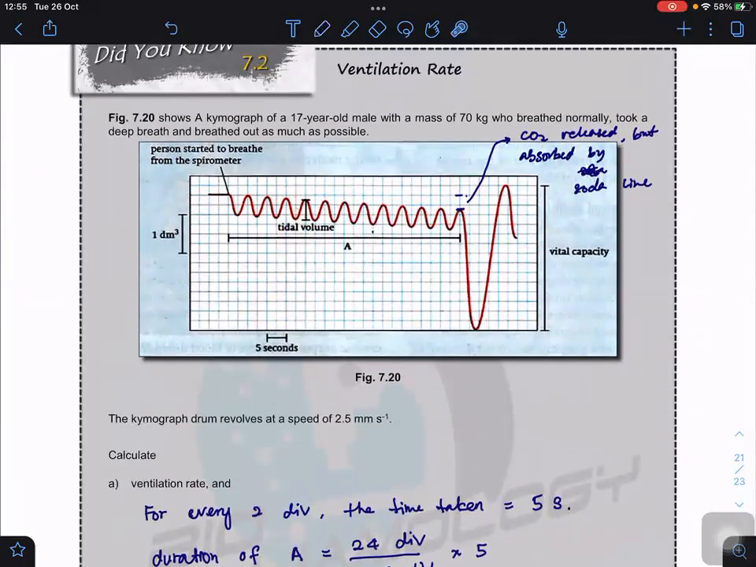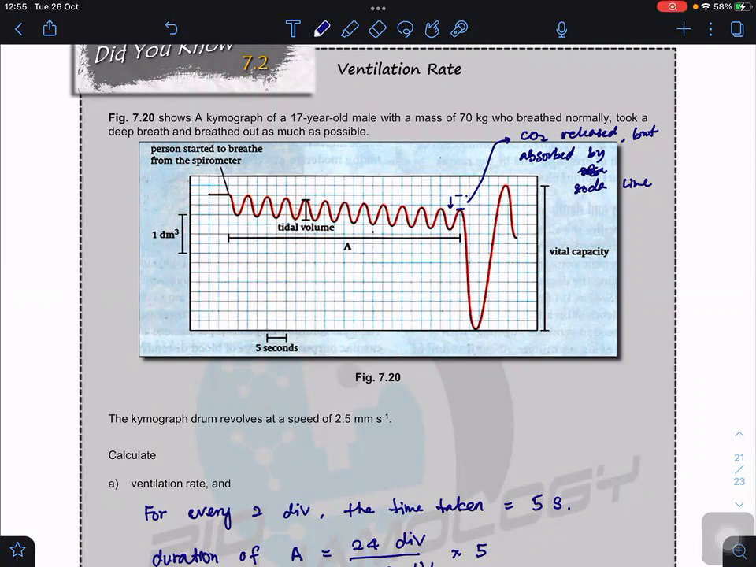So this is an accumulation. The first time the effect may be 0.05, then 0.1, then 0.15. Why? Because every time they accumulate a little bit. So bit by bit you accumulate, and at the end you can see the overall effect. This decrease is due to the CO2 released but absorbed by the soda lime.